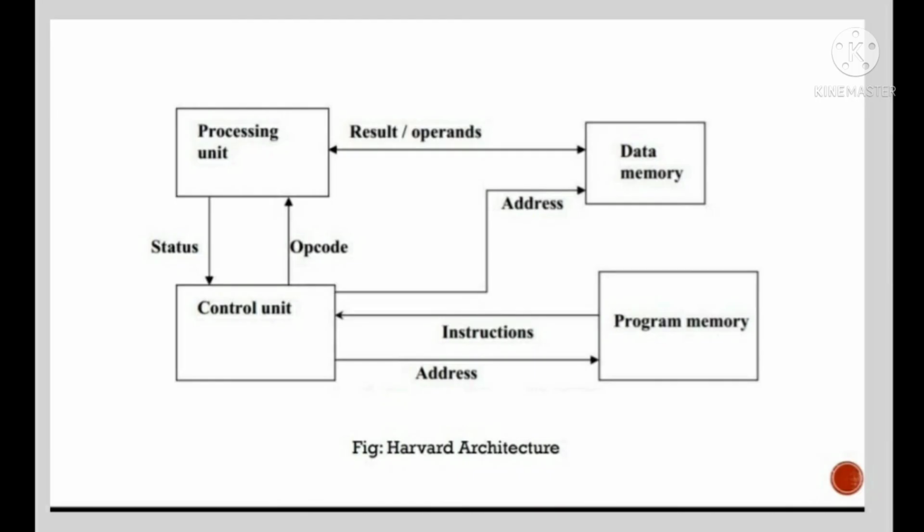In this architecture, first of all, the program memory sends instructions to the control unit. The control unit sends addresses to the data memory and program memory. Then data memory sends operands to the processing unit. After getting operands, the processing unit asks for the opcode by sending status to the control unit. The opcode is sent to the processing unit, which sends results to the data memory and program memory.